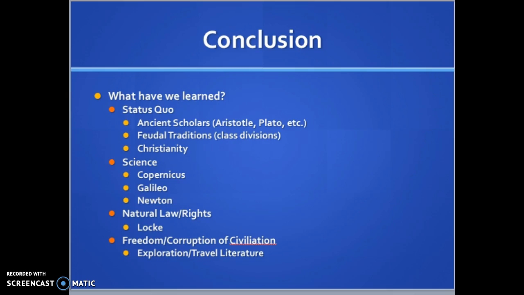Finally, as Europeans spread across the globe, their encounters with other peoples and other cultures led them to challenge the notion that European civilization was superior to others. The celebration of the noble savage led some to ask questions about freedom and inequality. Now that's it for now. As we continue our study of the Enlightenment, we will see where these challenges are going to lead us and Western civilization.